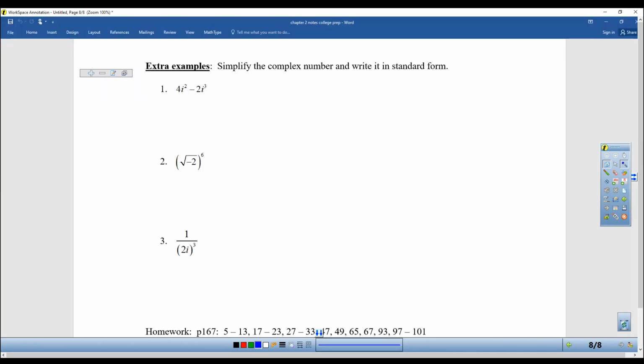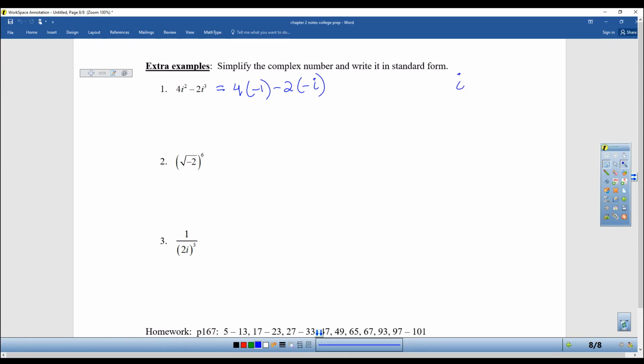Okay, we have 3 more problems. These are just some extra examples that I thought you might find tricky on the homework, so I thought I'd do them with you. The first one is to remind you of something we did just so briefly at the beginning of the hour, which was to say that i squared is negative 1 and i cubed is negative i. So I'll write those down again.